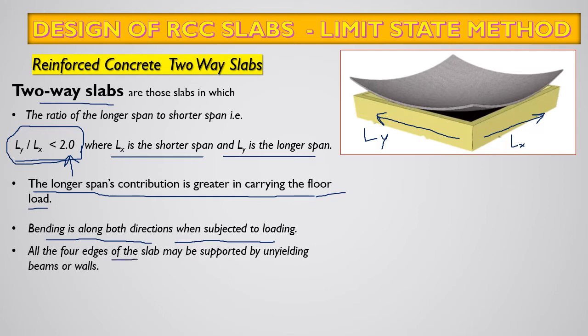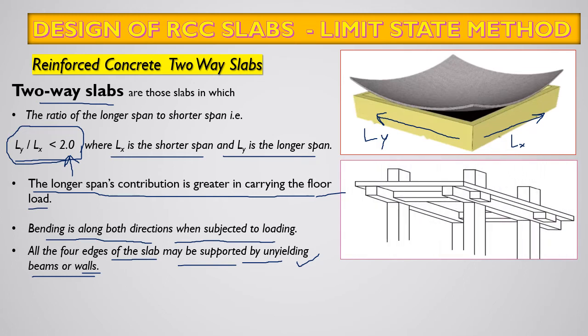Now all the four edges of the slab may be supported by unyielding beams or walls. That means they can be supported on beams as well as on walls. So one condition is that the supports will be unyielding. There should not be any yielding of the support.